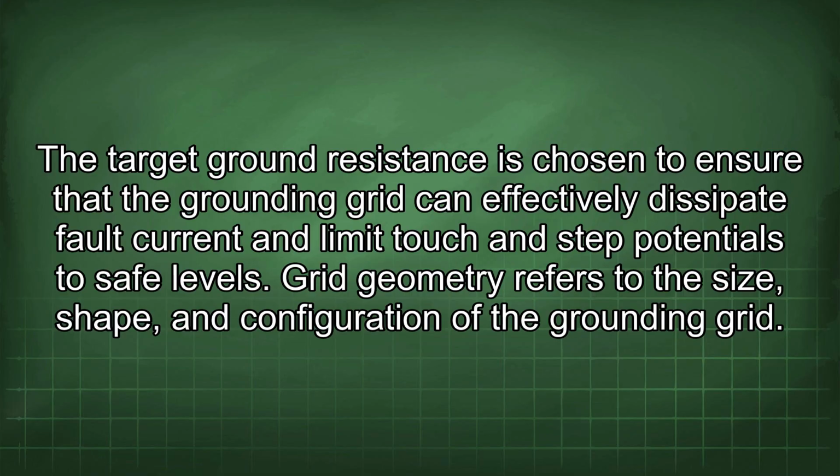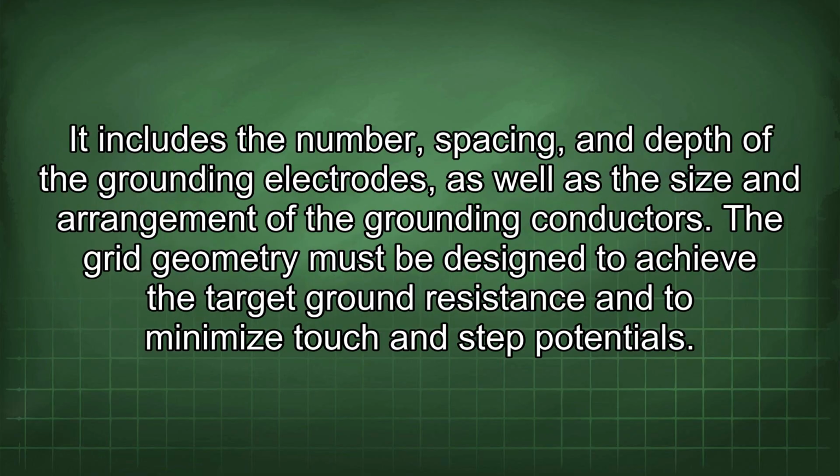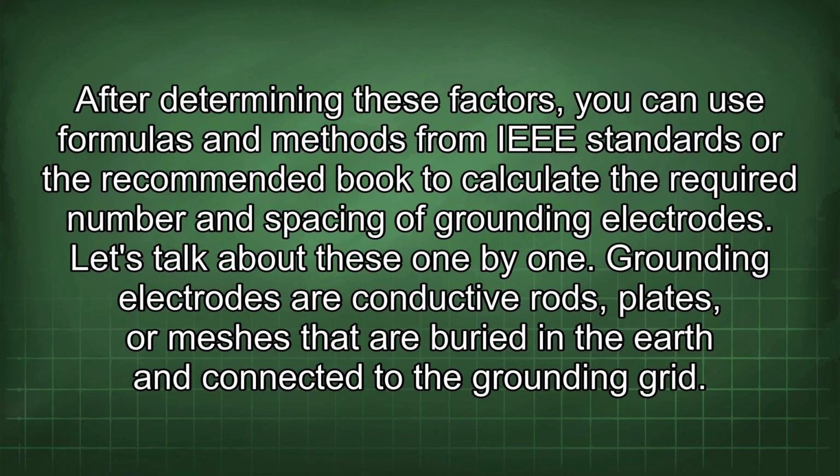Grid geometry refers to the size, shape, and configuration of the grounding grid. It includes the number, spacing, and depth of the grounding electrodes, as well as the size and arrangement of the grounding conductors. The grid geometry must be designed to achieve the target ground resistance and to minimize touch and step potentials. After determining these factors, you can use formulas and methods from IEEE standards or the recommended book to calculate the required number and spacing of grounding electrodes.